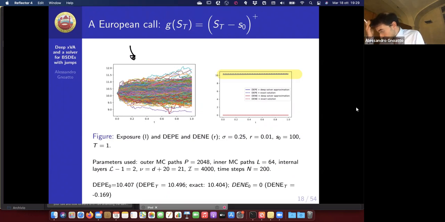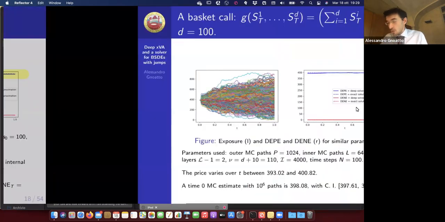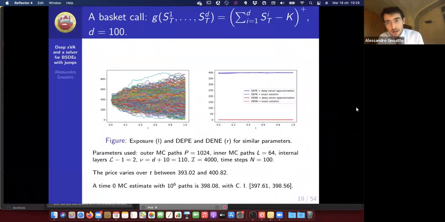For these experiments, we use a very thin neural network architecture. In the end, we are in the one-dimensional setting. We just have 2 layers and a relatively small number of nodes. A slightly more interesting example is when I now consider 100 underlyings, so D is 100 now. I want to compute my credit exposure on a basket call option with 100 underlyings.